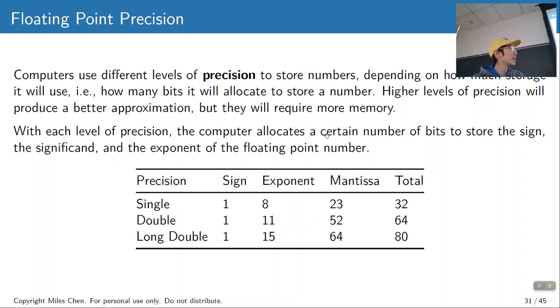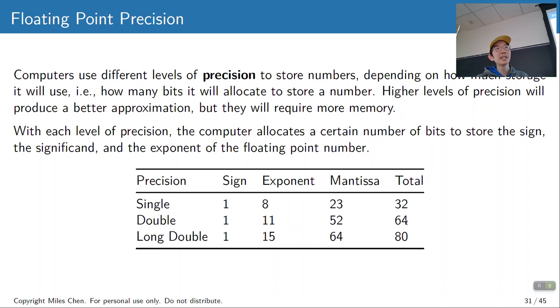Anyway, back in the day, we said, oh, maybe we only want to use 32 bits of memory for each number, and that was single precision. Today, we have an abundance of memory, and so we all use double precision floating point, which uses 64 bits, and that's good enough for most circumstances. If you have some application that requires a high amount of precision, you can use long double, which will use 80 bits of memory.